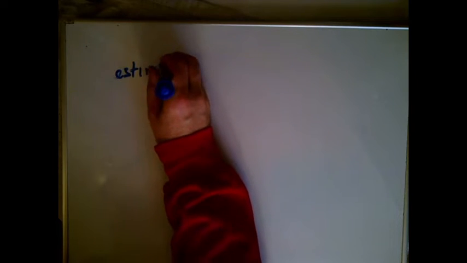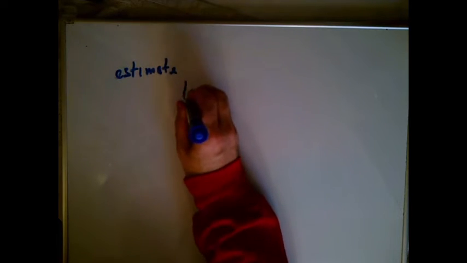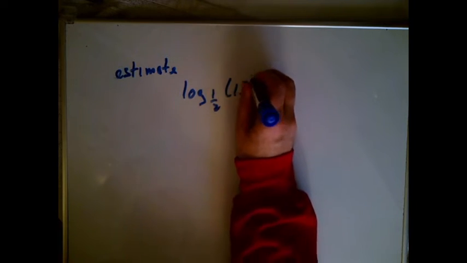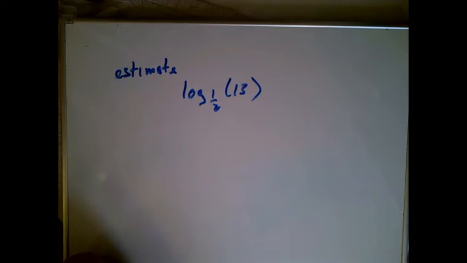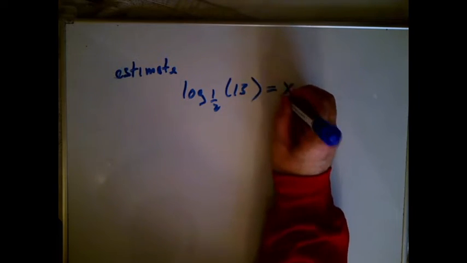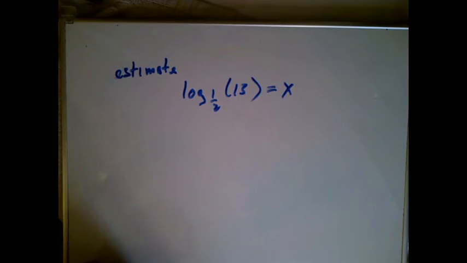So the example I want to look at is, let's just say, let's estimate some log function. How about log base 1/2 of 13? This kind of thing might actually show up if we're looking at a decaying logarithm function. Well, this is what we're going to do. Since we don't know what the value is, we're going to write down equals x. That's usually what math people do when they don't know what a value is.